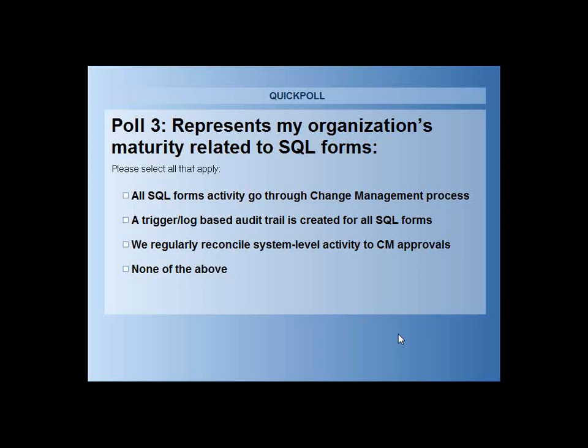That's good. Looks like over 40% of people say that SQL forms activity goes through the change management process. Still less than 30% have a trigger or log-based audit trail to monitor this activity. Less than 17% of respondents say that they regularly reconcile the system activity back to the approvals. That's pretty par for the course.